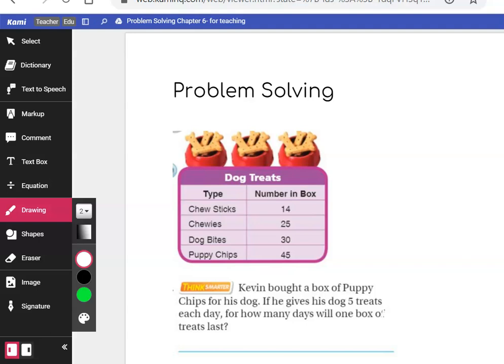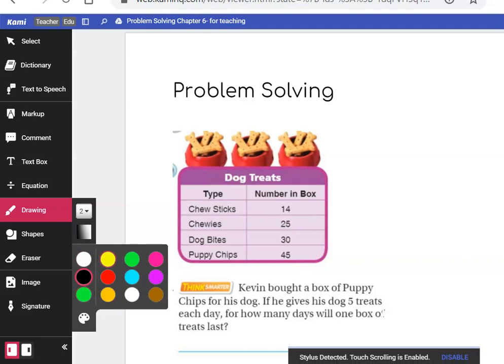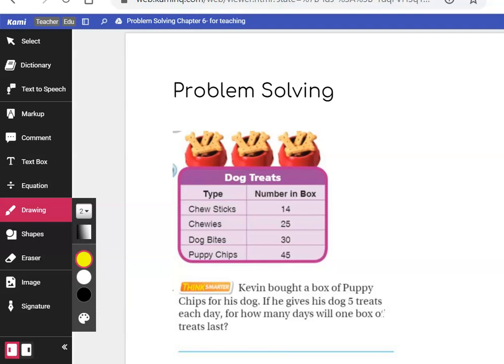Kevin bought a box of puppy chips for his dog. If he gives his dog 5 treats each day, how many days will one box of treats last? Okay, so let's first underline some important words. I'm going to use my yellow pen to do that. So I know that Kevin bought a box of puppy chips. I know that puppy chips is important because if I look up at my chart, there are many different types of treats. My focus is right here on puppy chips. And I notice there are no other treats in this problem that we're going to be talking about.